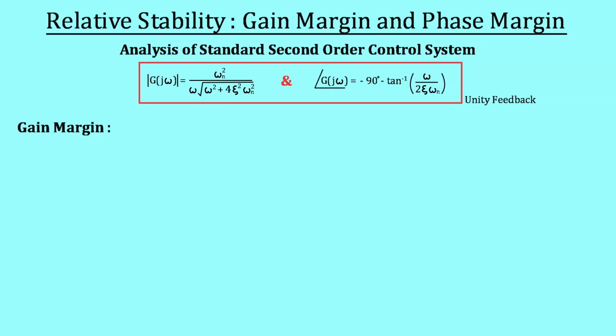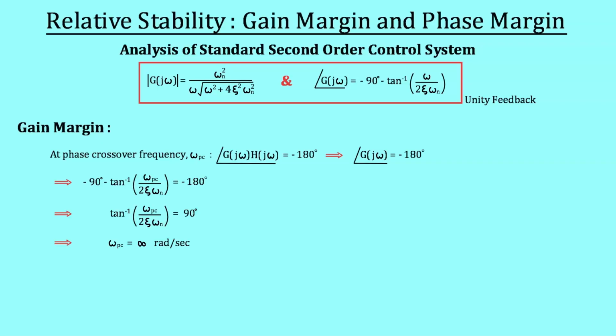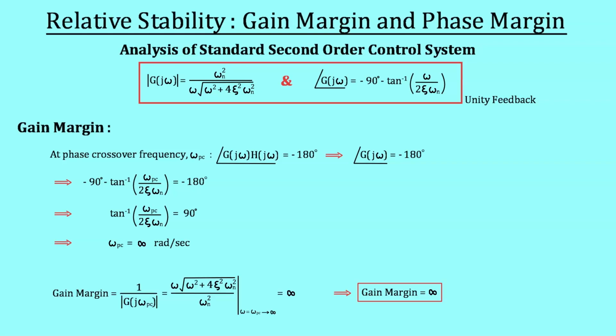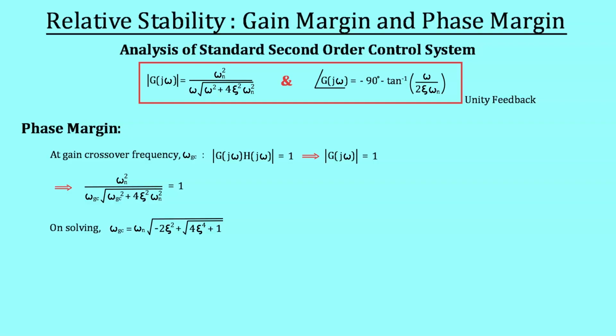At phase crossover frequency, we know the phase angle is equal to minus 180 degrees. After solving the equation, you will get the phase crossover frequency tending to infinity, and as such, when you put the value of phase crossover frequency in the formula of gain margin, you will get the gain margin tending towards infinity. Similarly, for the phase margin, our first step should be to find the gain crossover frequency, and for that we have to equate the open loop transfer function gain to 1. After solving the equation, you will get the gain crossover frequency equal to natural frequency omega n multiplied by under root of minus 2 zeta square plus under root of 4 zeta raised to the power 4 plus 1.